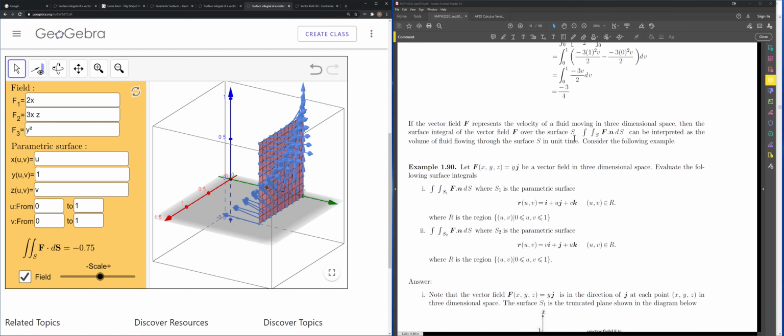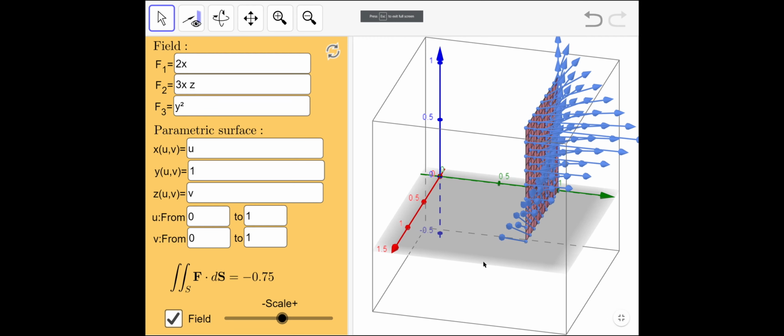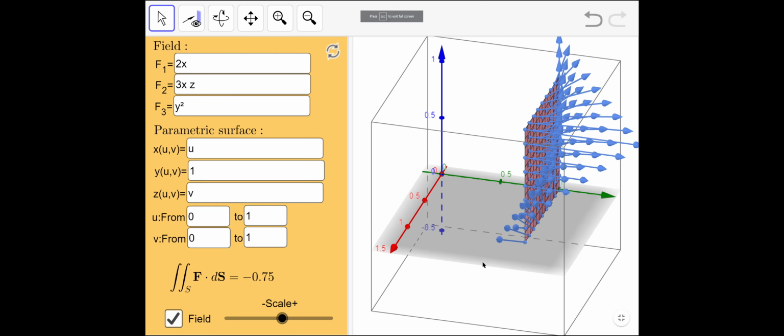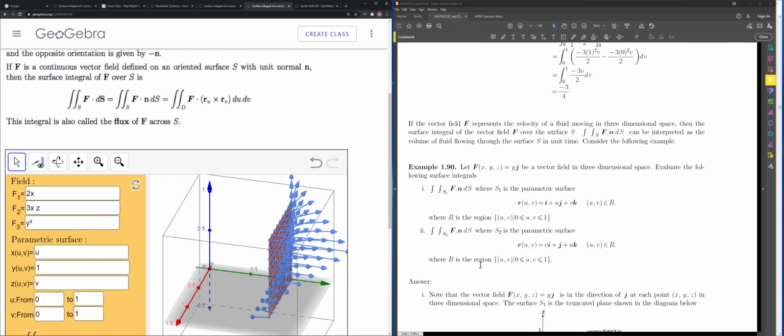Then the interpretation of your surface integral is the net flow of the fluid through the surface S in unit time. So your interpretation of the surface integral is the amount of flow through this surface S in unit time. And I think I mentioned that already.